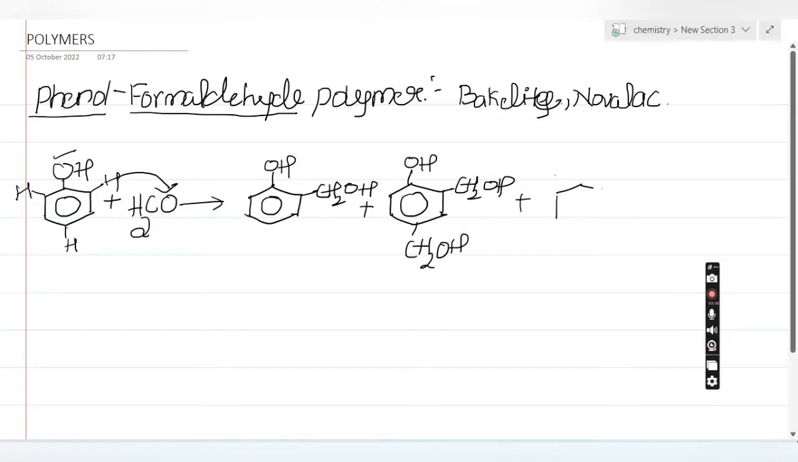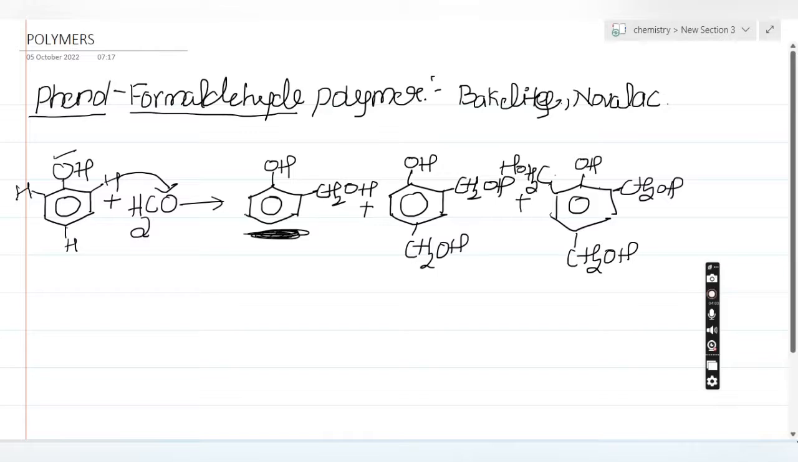again you may have CH2OH here, or you may have CH2OH at the bottom para position, or again here CH2OH. But for our study, this part is very important, because this undergoes extensive cross-linking.